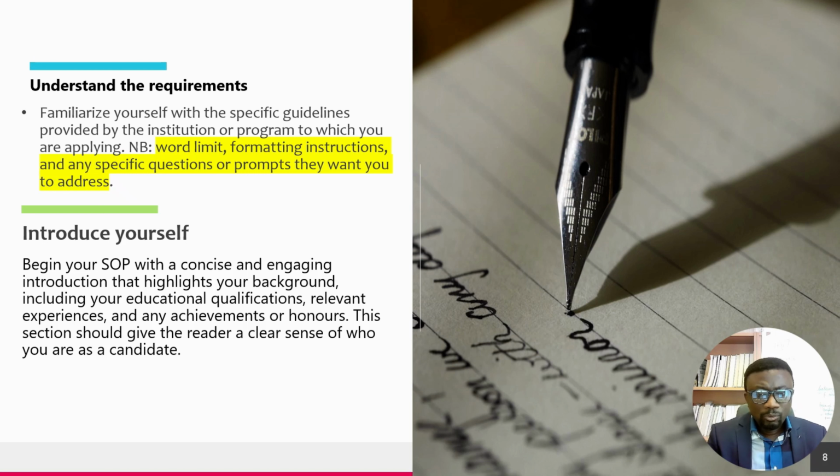So here you take note and write about things that will be relevant for the program that you are applying for. Begin your statement of purpose with a concise and engaging introduction that highlights your background, including your educational qualifications, your relevant experiences, and any achievements or honors that you have acquired. This section should give the reader a clear sense of who you are as a candidate and a potential student.